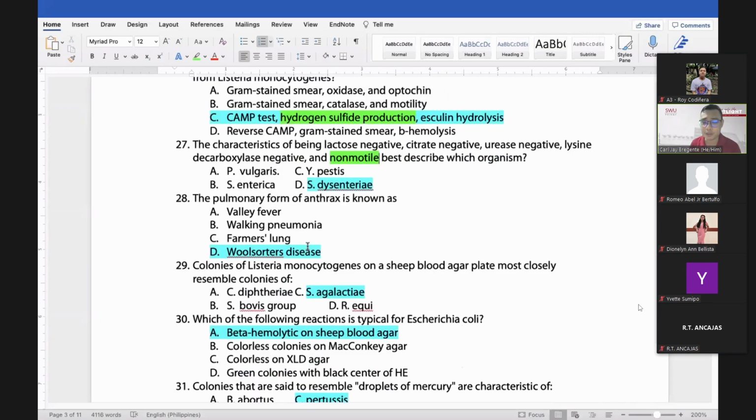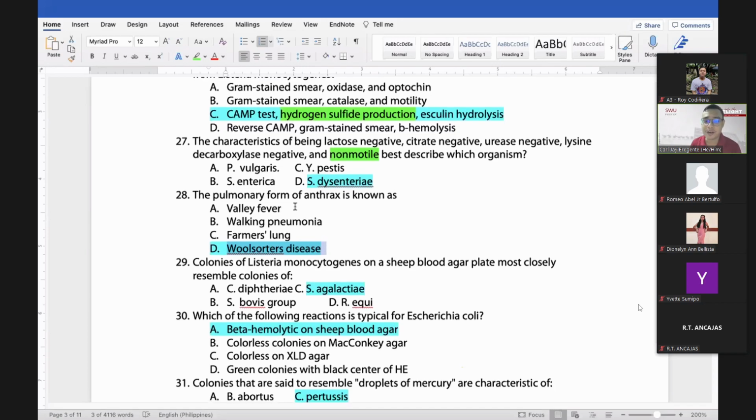Number 28, the pulmonary form of anthrax is known as Woolsorter's disease. Okay, take note of this. That's the pulmonary form of anthrax. Valley fever is caused by a fungal infection, which is known as Coccidioides. Walking pneumonia is another infection which is caused by Mycoplasma pneumoniae. And farmer's lung is often caused by molds.